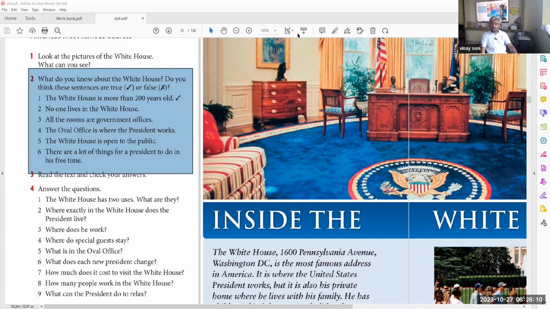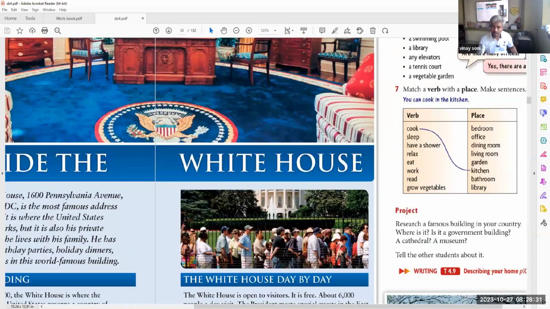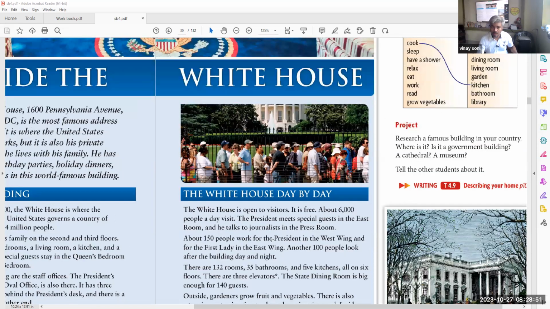The White House is more than 200 years old, true or false? Do you think the White House is more than 200 years old? Yes, sir. True. How do you say that? Because in the corner there was this picture, and in that picture we don't see any cars. Nothing, just horse carts, right? Yeah, chariots. It means the White House is really old, maybe more than 200 years old.